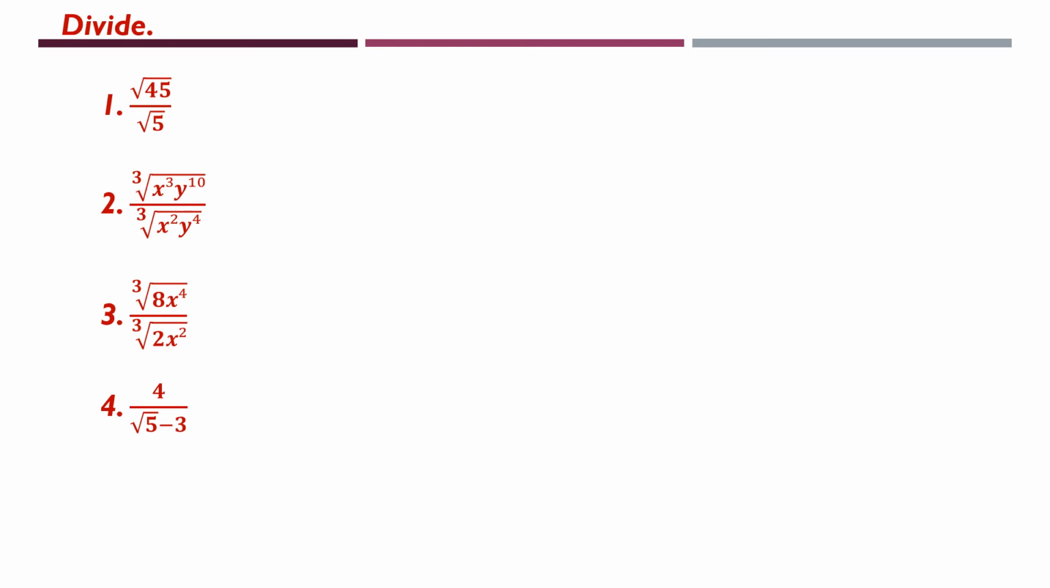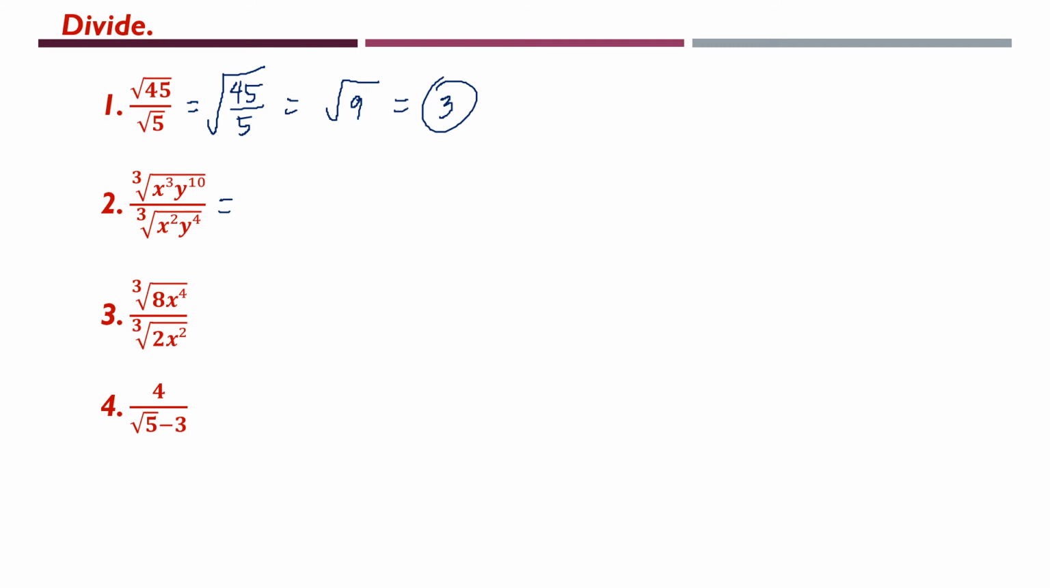Let's have more examples. Divide. Number 1, we have square root of 45 over square root of 5. This is the same as square root of 45 over 5, and 45 divided by 5 is 9. Simplifying, the square root of 9 is 3.